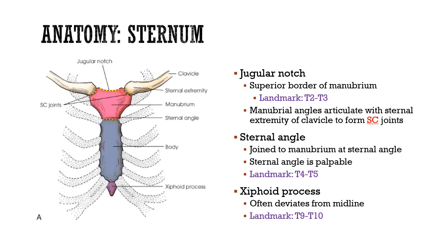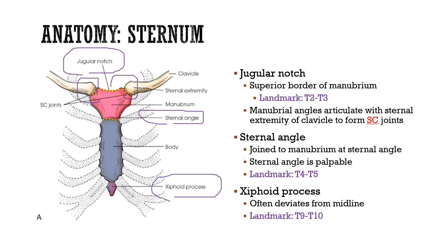The jugular notch is the most superior portion of the manubrium. It's at the landmark of T2 to T3. The manubrium articulates with the sternal extremity of the clavicle to form the SC joints at this level. The sternal angle, where the body is joined to the manubrium, is palpable, and its landmark is T4, T5. The xiphoid process often deviates from the midline, and its landmark is T9, T10.